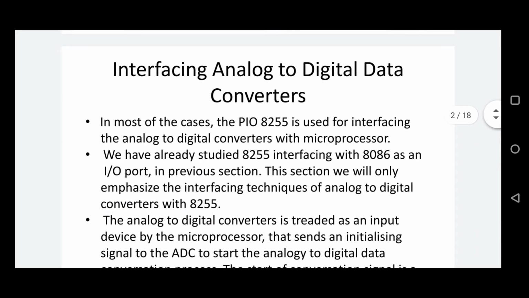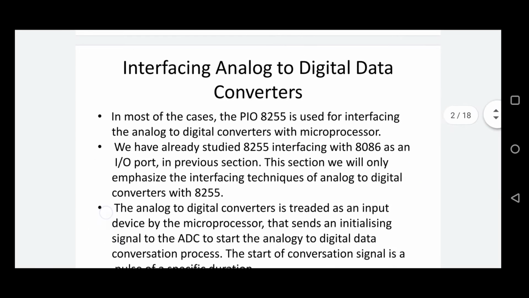So now in this class we are going to discuss how the analog to digital converter is interfaced with the 8086 microprocessor. We can't directly connect the ADC with the microprocessor. In the middle we have to connect a port. A port is nothing but a parallel port, a parallel communication interface, that is IC 8255. So we are going to interface the ADC with the 8255 and the microprocessor.